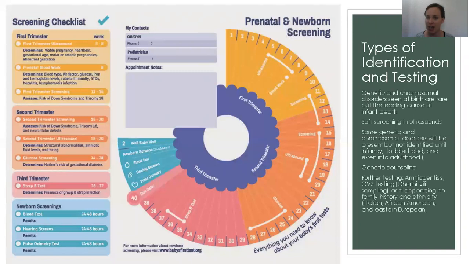And how we test to find out if there are genetic issues is by doing prenatal and newborn screening. So this image that I have up shows all the different types of ultrasounds, blood work, and screenings that you can do in your first, second, and third trimester. And I've gone through all of these.